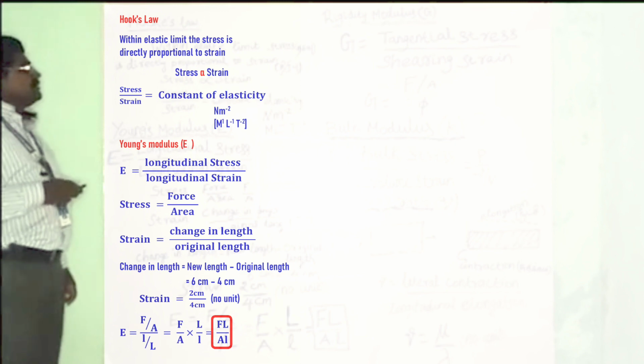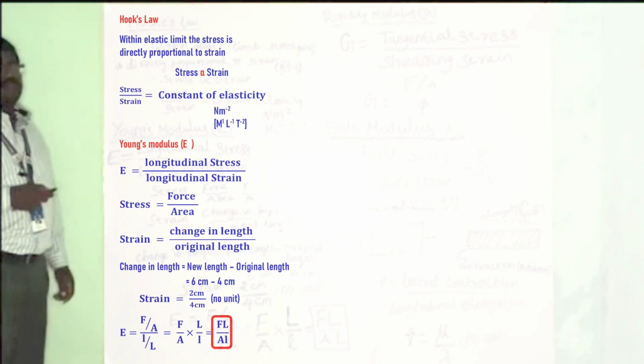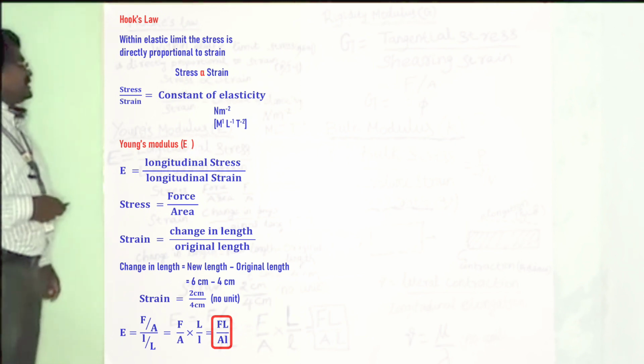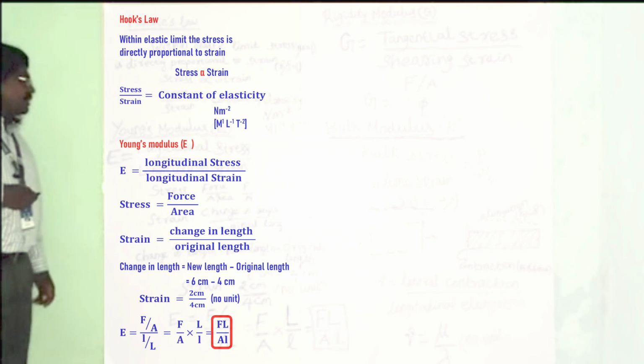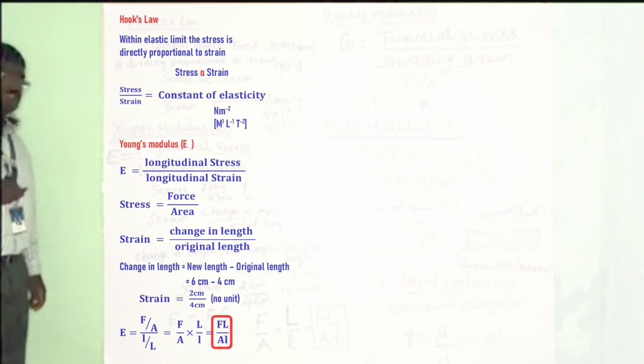And we have three kinds of moduli of elasticity. First one is Young's modulus. The symbol is capital E. Young's modulus is the ratio of longitudinal stress to longitudinal strain. Longi means lengthwise. Lengthwise stress to lengthwise strain. So we know stress is equal to restoring force per unit area. So the symbol is F by A.